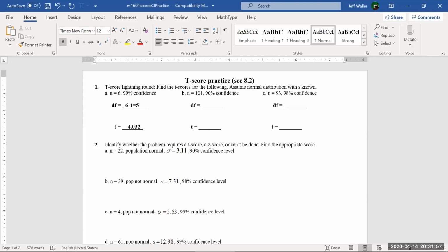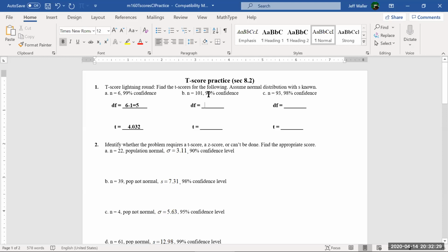And again, just so you guys realize, I tell you right up here, find the t-scores, assume normal distribution with s known. You cannot get the t-score unless you know it's a normal distribution, just the same thing as the z-score. You can't get the z-score unless you know it's a normal distribution. You can't use the chart. So I know it's a normal distribution, so it doesn't matter that the sample size is so small. The second one, the sample size is big enough, so even if it wasn't normal, we'd be good, if I'm talking about the sample means.